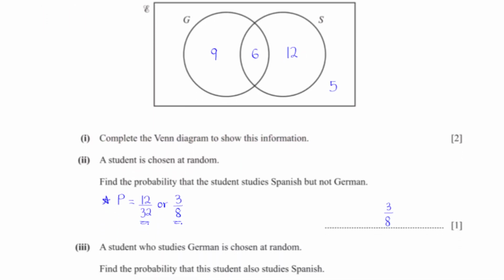A student is chosen at random. Find the probability that the student studies Spanish but not German. This probability is equal to the number of students who study Spanish and not German, which is 12, divided by the total number of students, which is 32. 12 over 32 can be simplified further to give us 3 over 8.